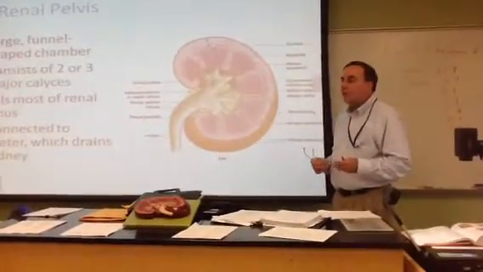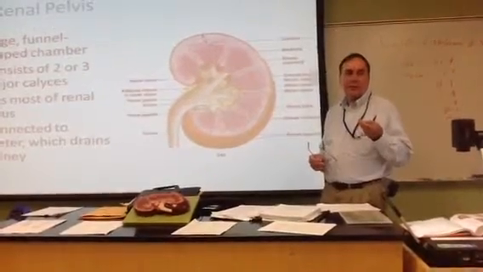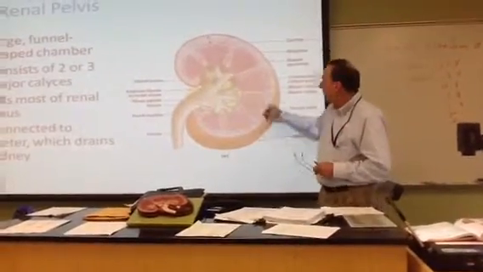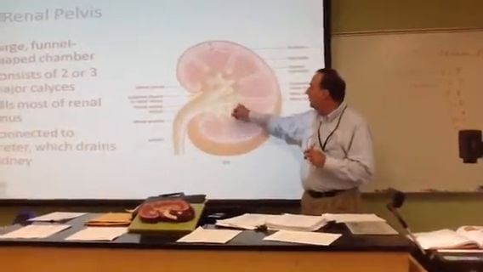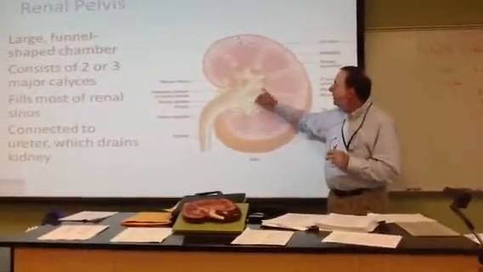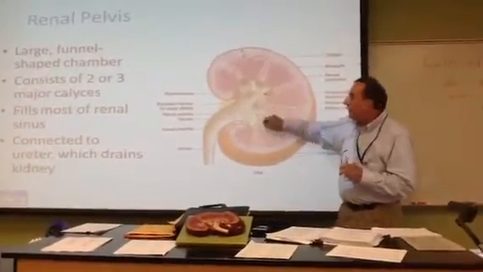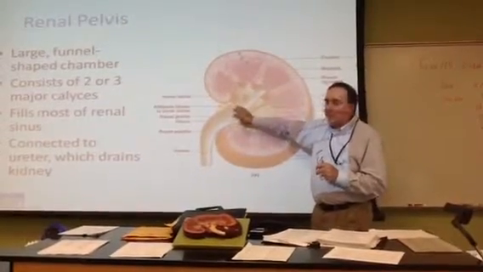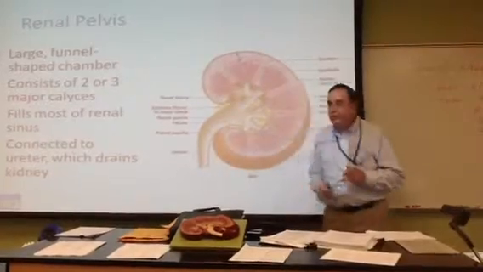So the urine starts forming in the nephrons and enters the collecting ducts. The collecting ducts come together into a papillary duct, which drains the urine into the minor calyx. Several minor calyces fuse to form a major calyx. Several major calyces fuse to form the renal pelvis, and then the urine leaves the renal pelvis and enters the ureter.